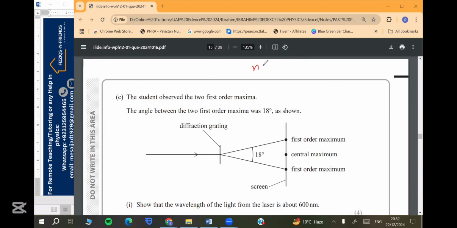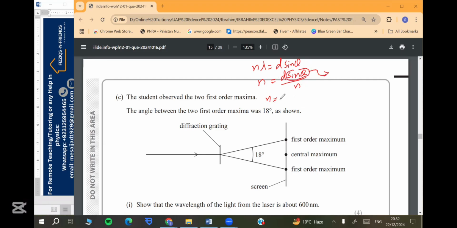You will write n lambda equals d sine theta. You know that the wavelength is, oh, my pen, d sine theta over n, right? So now what should we do with this?